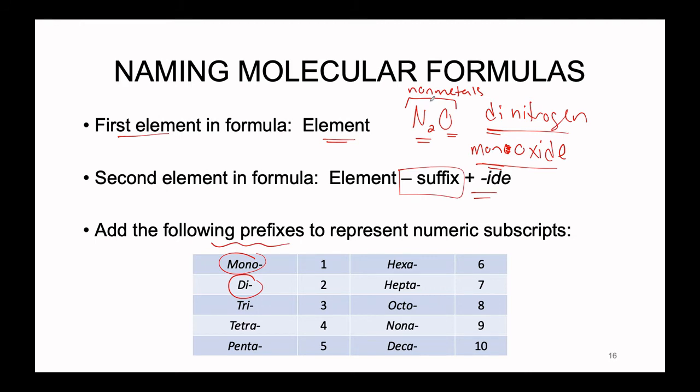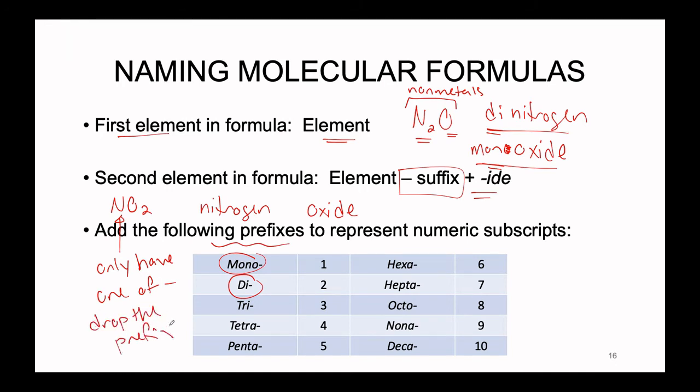So let's say NO2, right? Instead of having 2 nitrogens and 1 oxygen, we now have 1 nitrogen and 2 oxygens. Well, if we follow the same naming convention, the nitrogen comes first, oxide comes second. If the element that is listed first, you only have 1 of, you drop the prefix. It's just a shorthand way to condense the naming formula. So we don't have to add the prefix of the mono here.